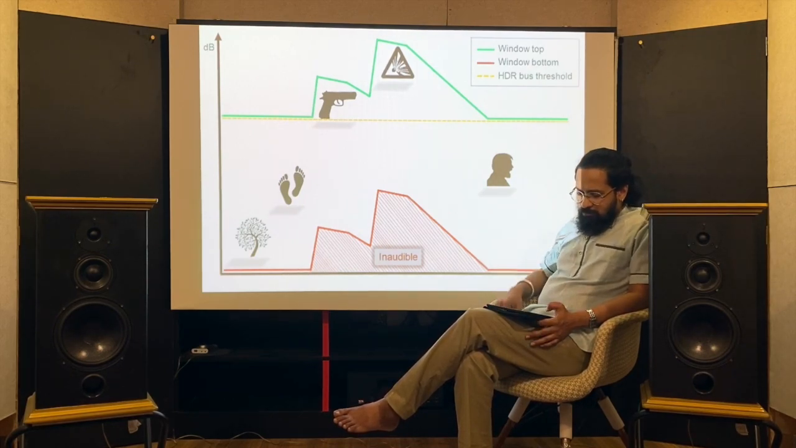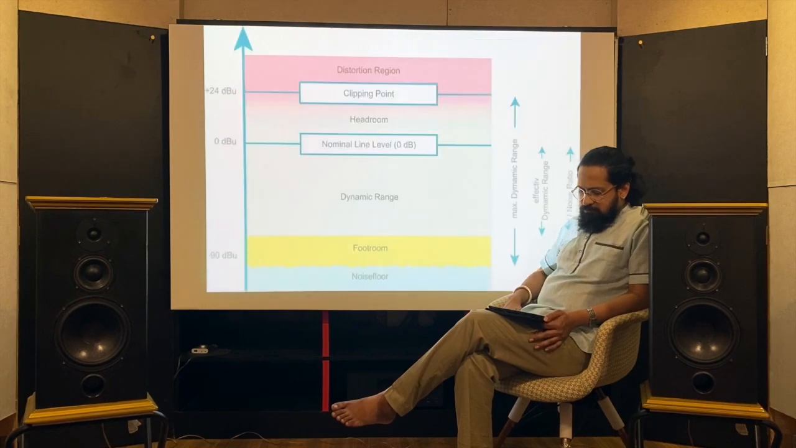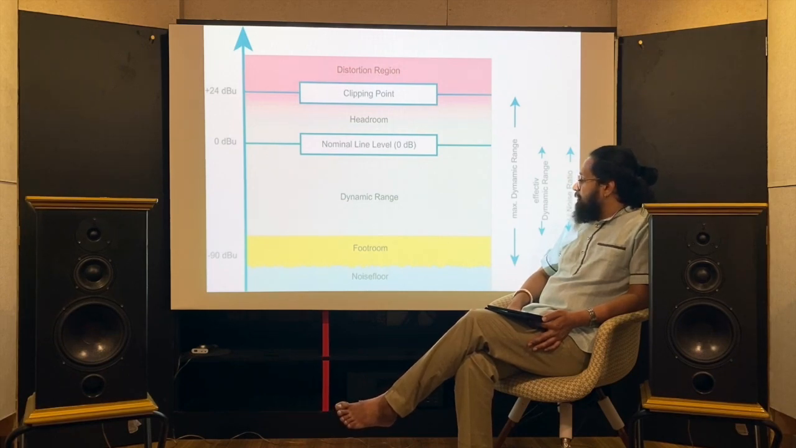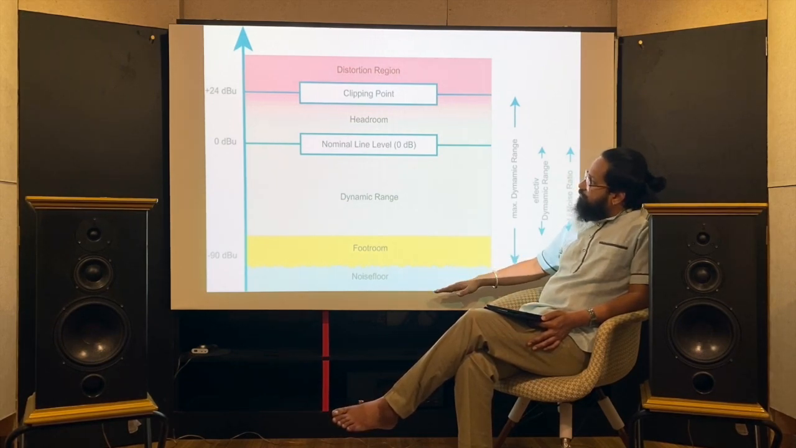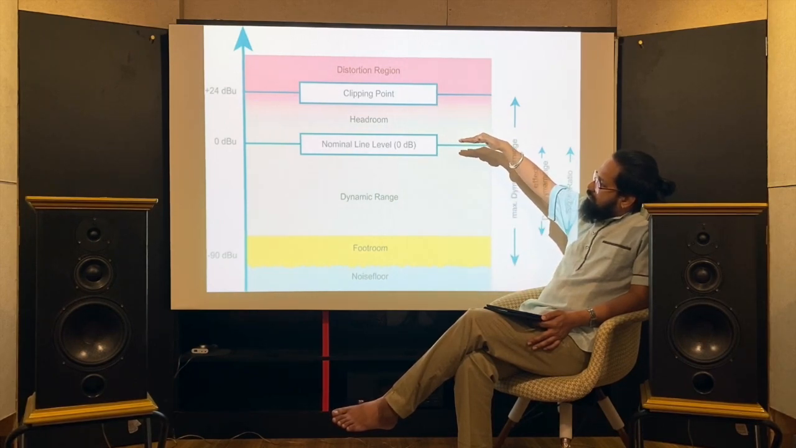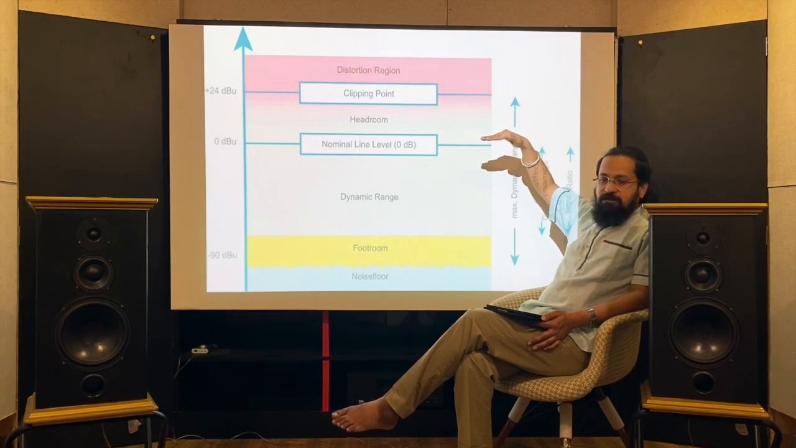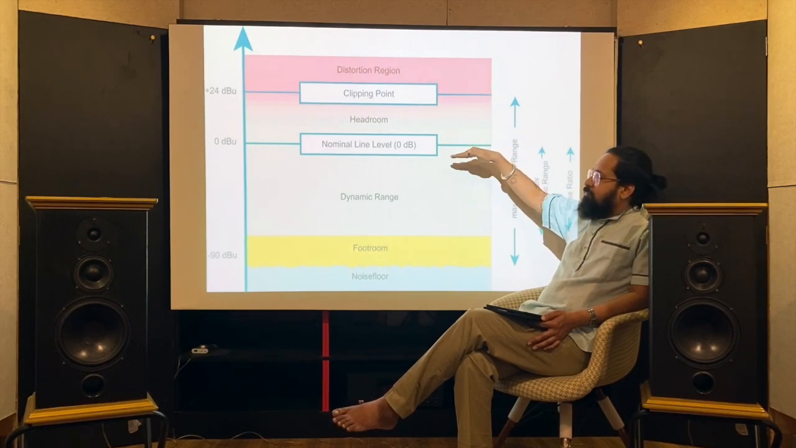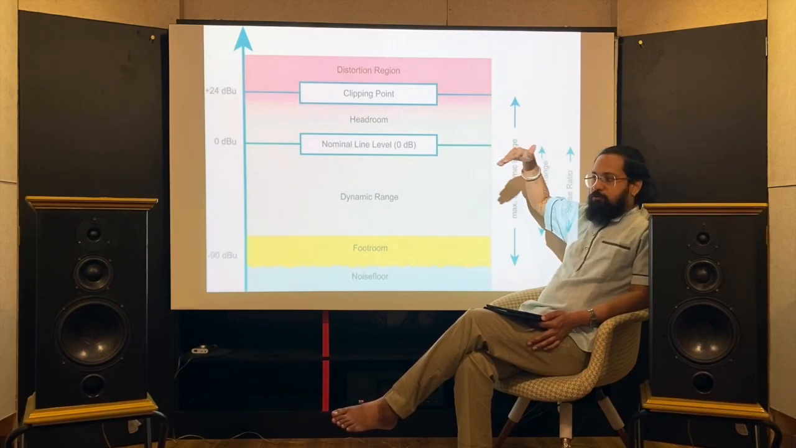Let's get into another graph which actually specifies what dynamic range should actually be. We have a graph where 0 dB, 0 dBu, represents the nominal line level, the recommended volume level by the mixing engineer.